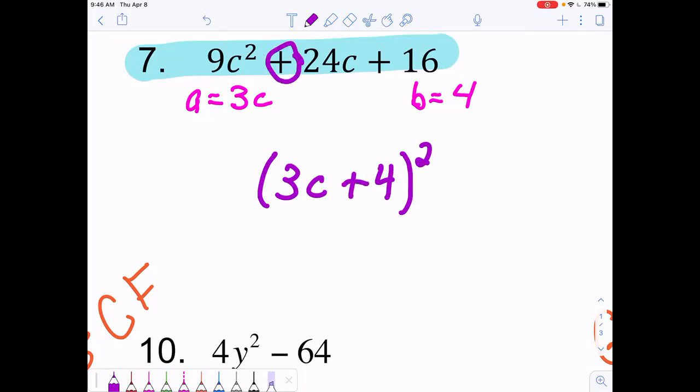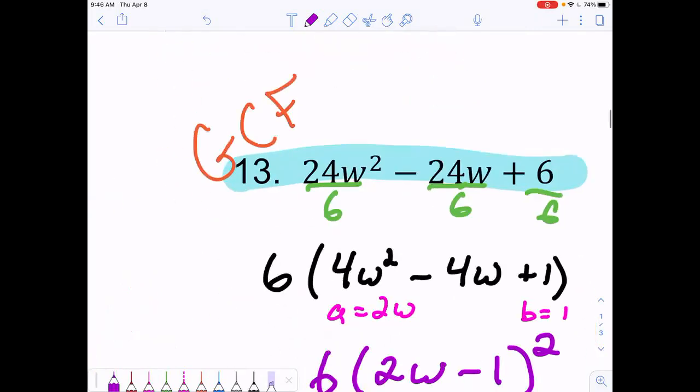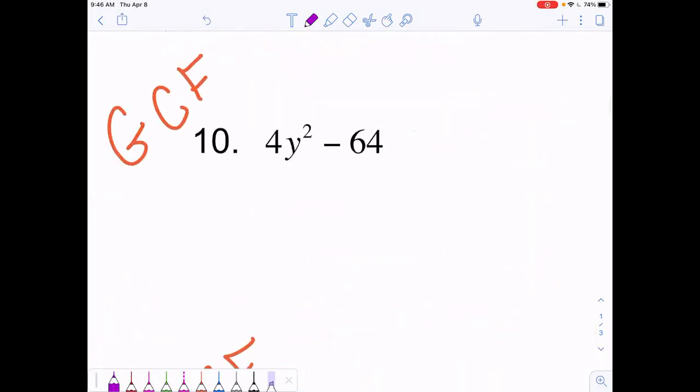Addition. That's it. That's all there is to it. It's that 3C plus 4 quantity squared. When you look at number 4, notice that both 4 and 64 are perfect squares, but they have a GCF. The GCF of these is 4. So we could take a 4 out, and then we're left with y squared.